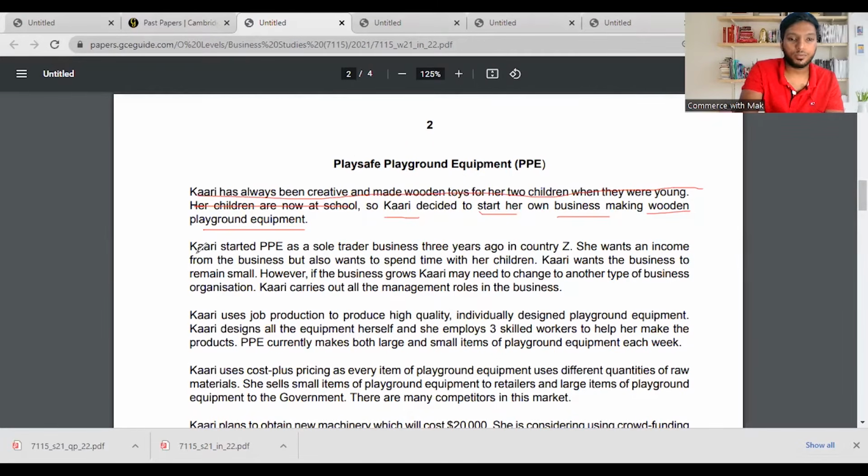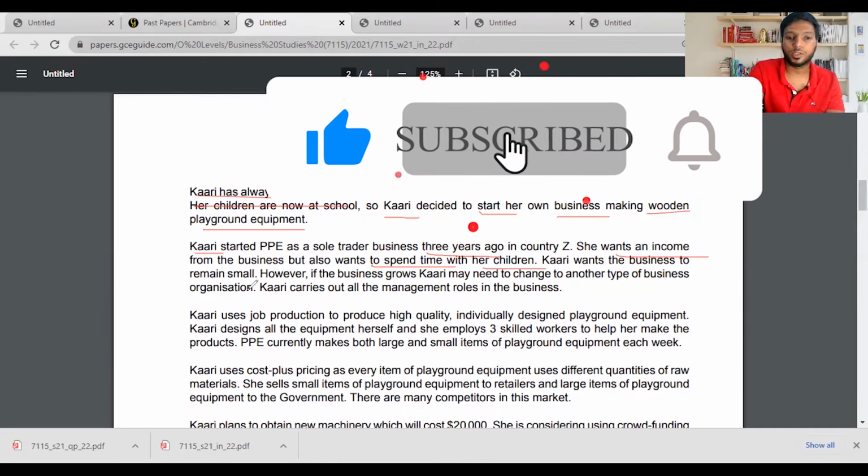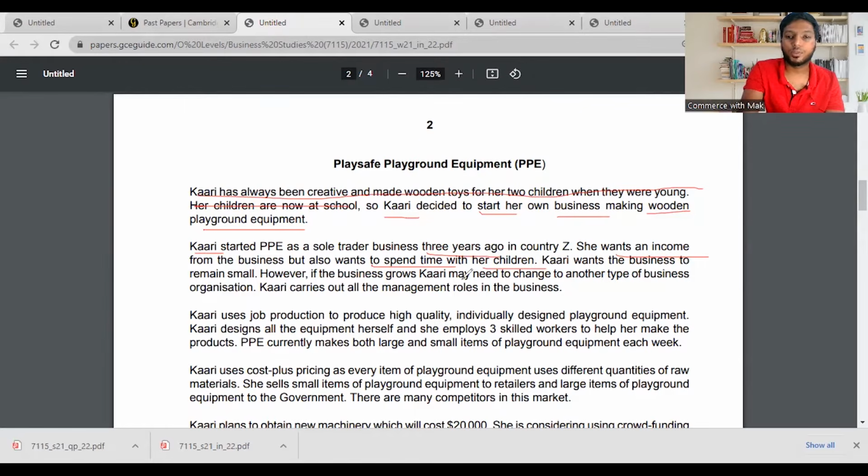Kari started 3 years ago. This is one point, and also she wants an income, but wants to spend time with her children. So flexible timing, that's what it means. So always write a small note whenever you're writing a point. Kari wants the business to remain small. That is already in the question, so you don't need to underline it. However, if the business grows, Kari may need to change to another type of business.